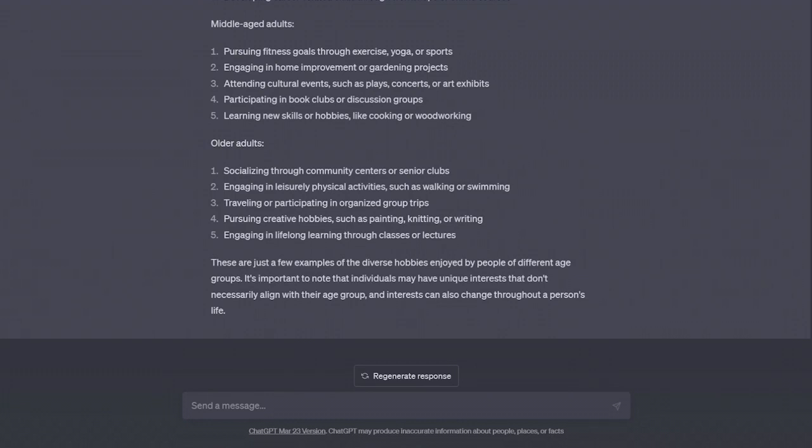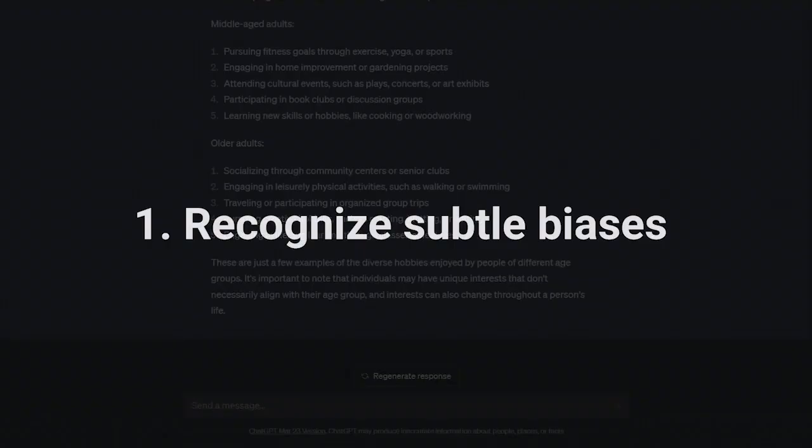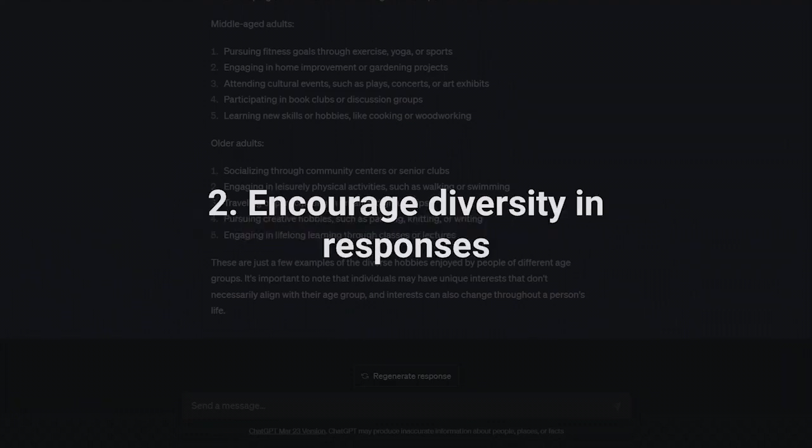When working to debias AI language models, it's essential to be mindful of potential biases and to actively address them. Here are a few tips on debiasing. 1. Recognize subtle biases. Sometimes, biases can be subtle and harder to detect. Pay close attention to the phrasing of prompts and identify any assumptions or stereotypes that may be implicit. By being aware of these subtle biases, you can work towards creating more inclusive prompts that avoid perpetuating stereotypes or limiting perspectives.